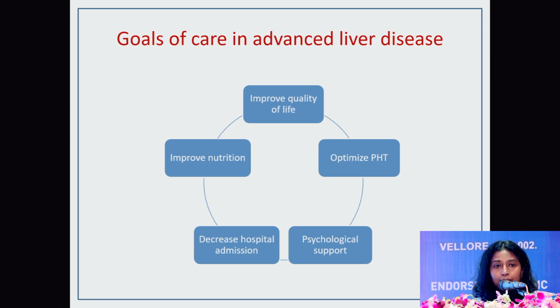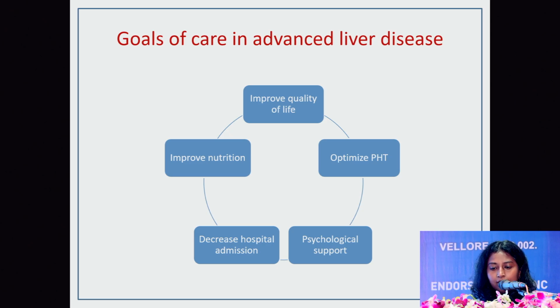What would be the goals of care in advanced liver disease? This is in a patient in whom transplant is not considered. So: improving the quality of life, optimizing management of portal hypertension, improving nutrition, providing psychological support, and decreasing hospital admissions in these patients.